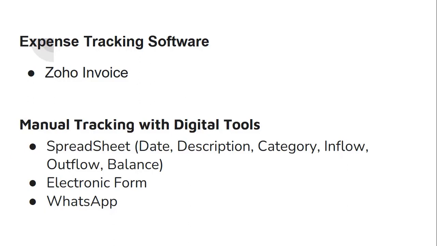So we have spreadsheets, we have electronic forms, and we also have WhatsApp, which is a general tool for almost anything now, from marketing to sales. We can also use it to track some information. So let's quickly see how we can manage some of this.